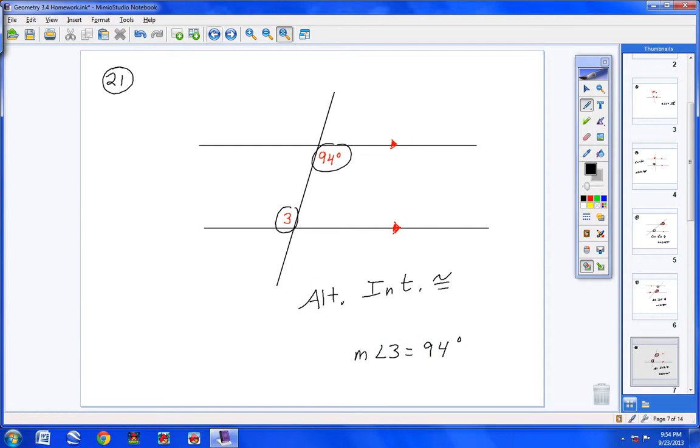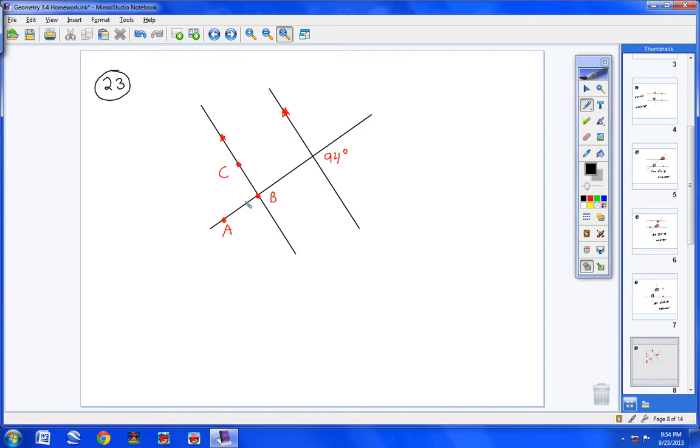All right, let's take a look at number 23. The directions state this. Find the measure of angle ABC. Let's go ahead and find that angle up here so we know exactly where it is. I'm going to highlight it in green. Here's A, down to B, and then over to C. So when we say angle ABC, we're talking about this angle right here.